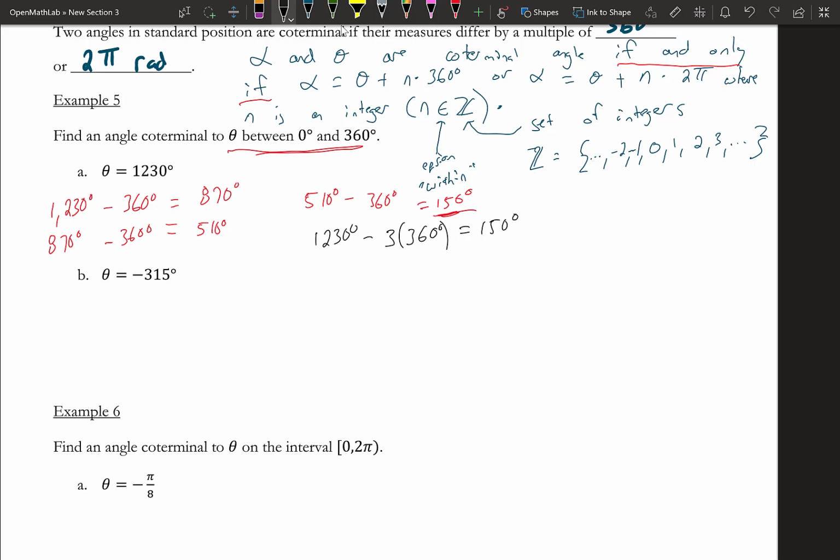Then part B, you'll notice that theta is a negative value, negative 315 degrees. Since we want to get between 0 and 360, in this case we want to add 360 degrees to it. If I take negative 315 degrees and add 360 degrees to it, that lands me at 45 degrees, and that meets our criteria of being between 0 and 360.